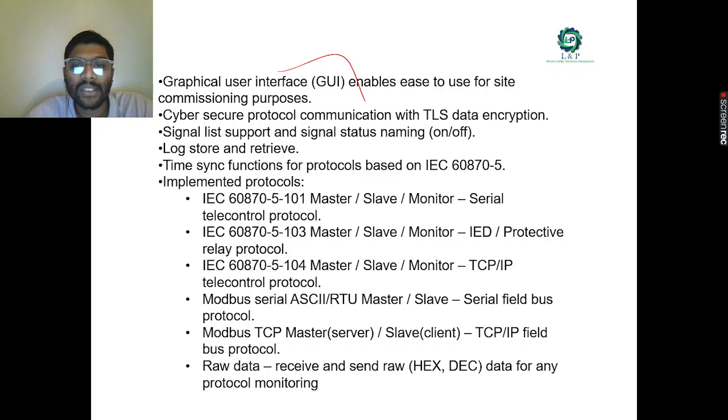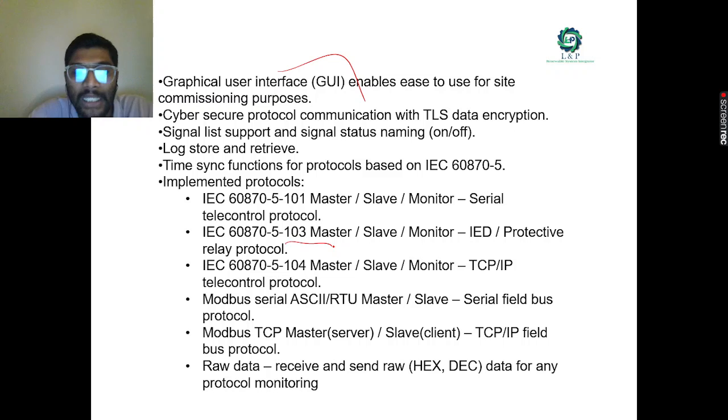What are the different protocols which can be implemented in it? We have different sorts of protocols. We can have the IEC 60870-5-101 protocol, which is a serial telecontrol protocol, or for protective relay controls you can go with 103.